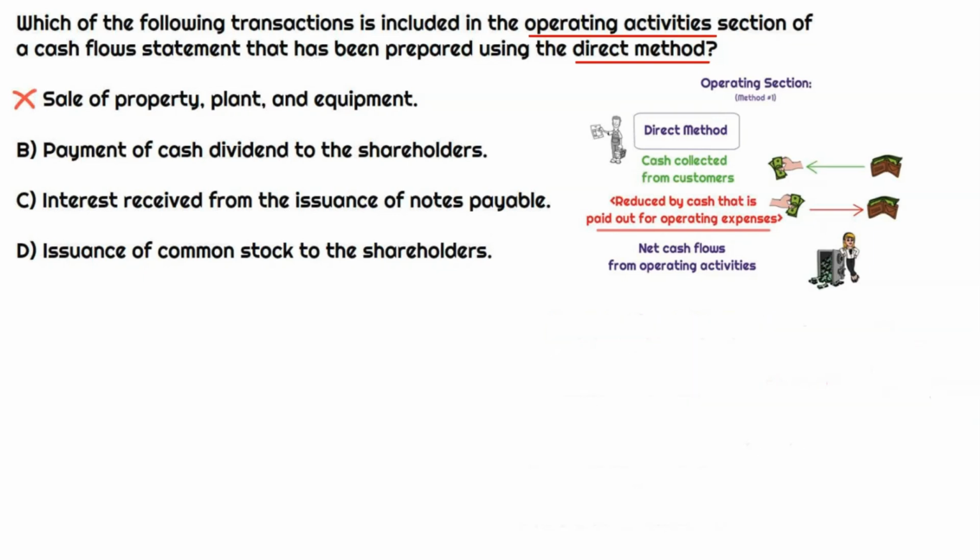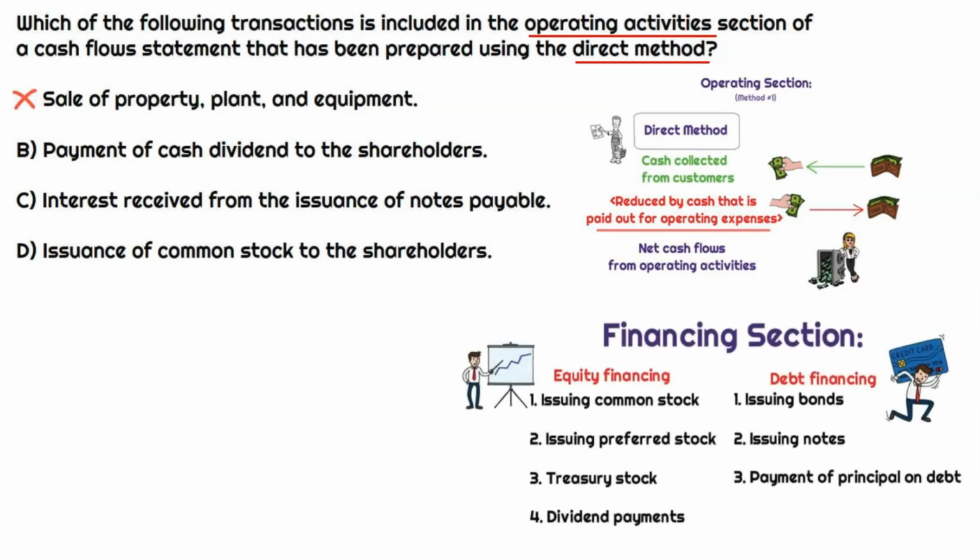How about the payment of cash dividends to shareholders? So dividends are tricky. When we pay them to shareholders, that's a financing activity, right? You can see that in our visual. That's number 4 under equity financing. However, when we receive them from shareholders, that actually is a cash inflow. But again, this is payment of cash dividends to shareholders. So this is not going to be recorded in the operating section. That's going to the financing section.